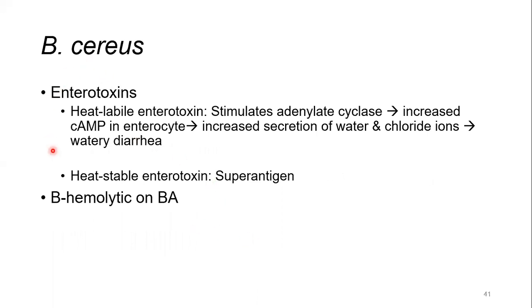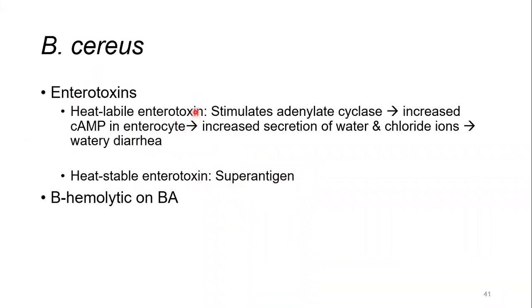In terms of function, there are two types of toxins. We have the heat labile and the heat stable. The function of the heat stable has not been clearly defined, but it's thought to act as a super antigen, similar to the one of Staph aureus. I think you did that, where it causes something similar to a cytokine storm. But its actual activity or mode of action in Bacillus cereus has not really been defined.